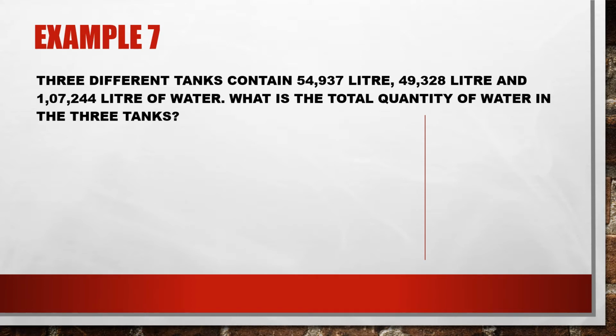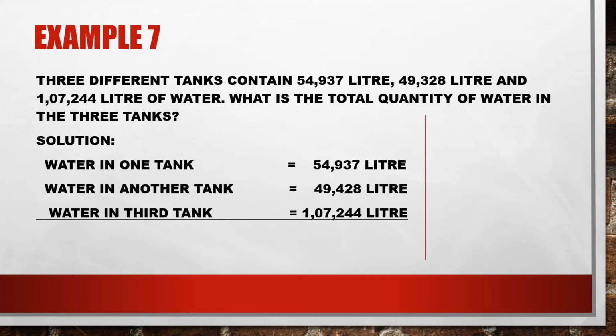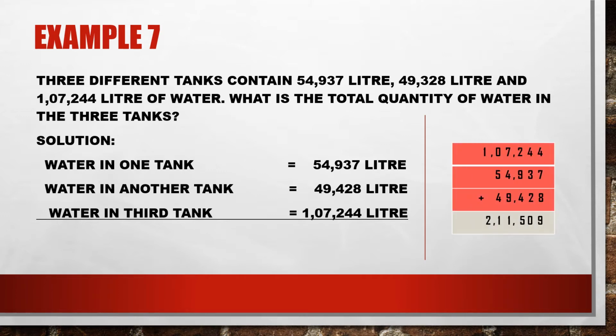So, this problem, what you need to do? If you want to find the total quantity of water, the solution is you should do the addition of the numbers. So, let's write the solution. The solution 1, water in one tank, it is 54,937 litre. Next, water in another tank, 49,428 litre. Water in third tank, 1,07,244 litre.